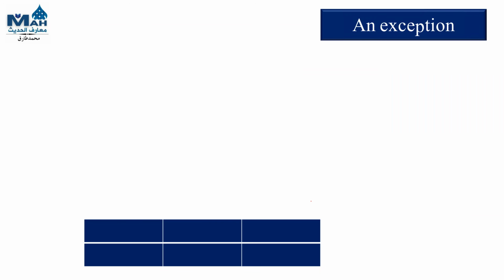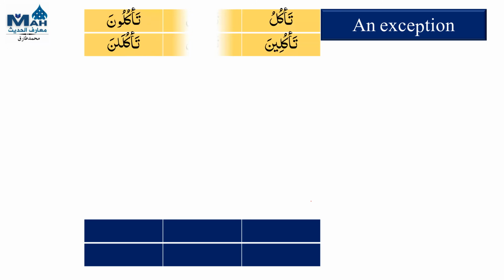Now, an exception. As in the Arabic language, there are some exceptions also, which are coming out of the rule. Can you tell me the root letter of this verb? أكل. Not alif. Hamza, kaf, lam. Alif, there is no word alif. So Hamza, kaf, lam. Akala, ya'kulu. Now, here we have one exception.